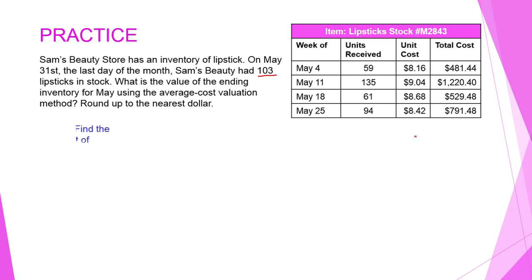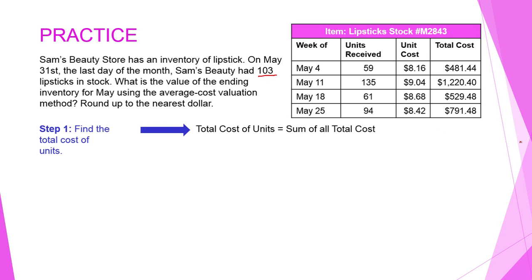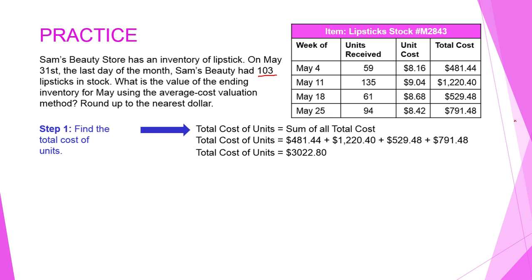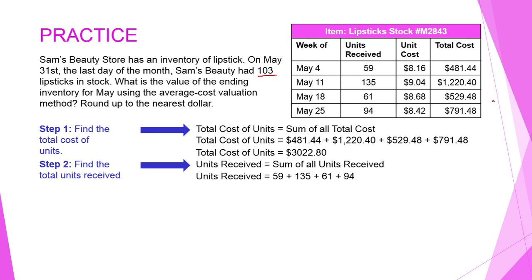Alright. Remember, first step, find the total cost of the units. And because they are the same numbers, I'm going to go over it really quick. Same answer as before, $3,022.80. Second step, find the total units received. And if you remember, we actually got 349. That's just adding the four numbers together.